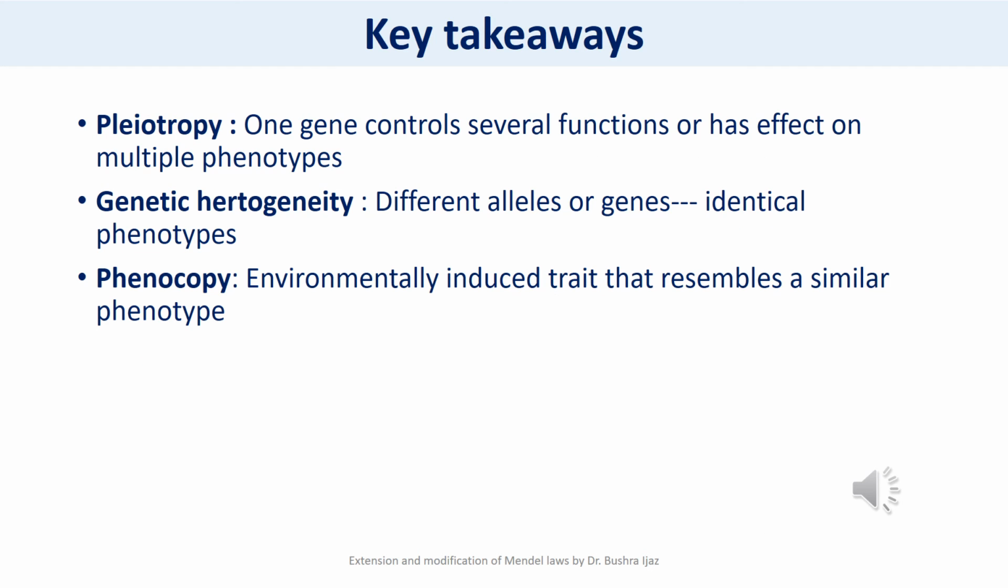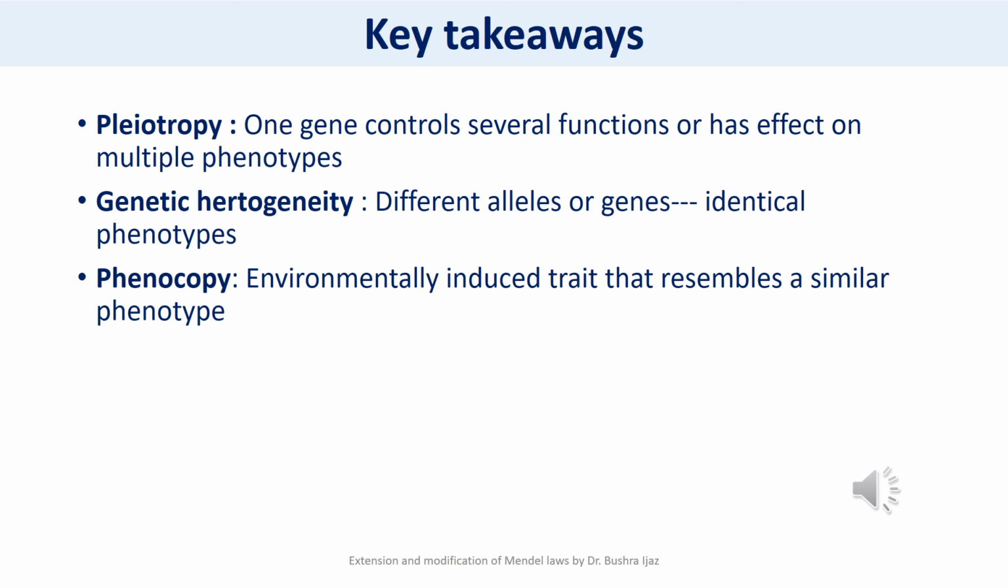So, the main key takeaways from today's lecture are: first of all, we have pleiotropy. This is the condition when one gene controls several functions or has multiple phenotypes, and that's a mutation in actually one gene that is affecting many aspects of growth and development.